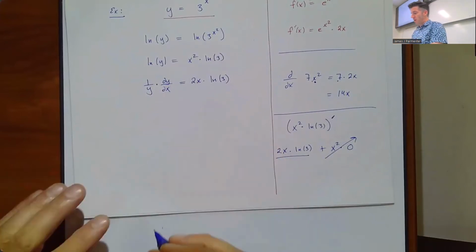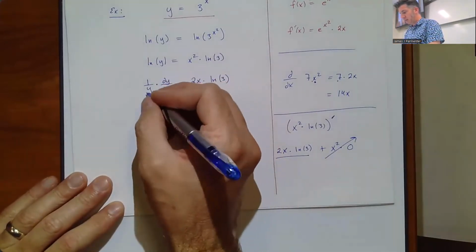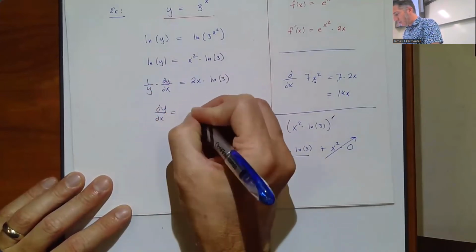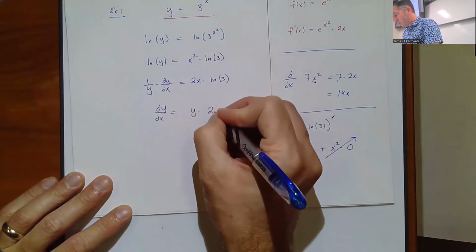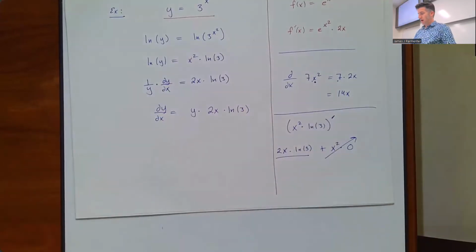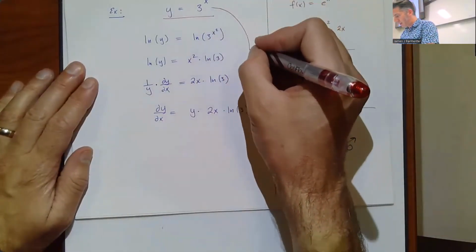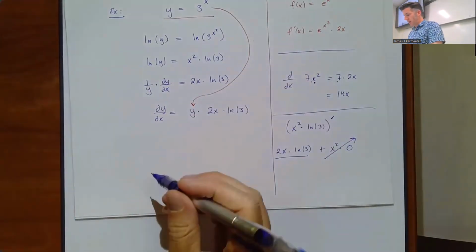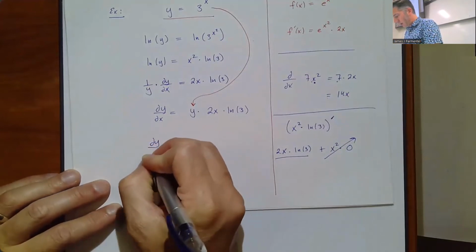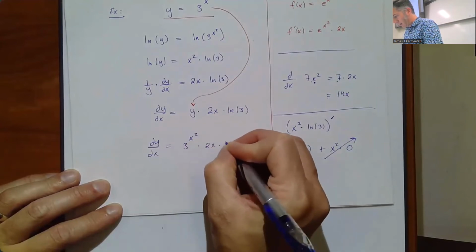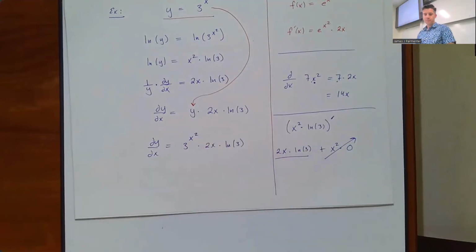We're going to find the derivative, so I'm going to re-isolate this. I'm going to multiply y back on both sides. So dy/dx is equal to y times 2x times natural log of 3. But then I'm going to substitute back in what y is equal to. Right, y is 3 to the x squared. So my derivative here, dy/dx, is 3 to the x squared times 2x times natural log of 3. Kind of cool.